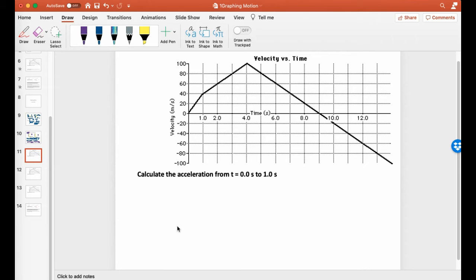Okay, here's a little exercise and some basic math for us. Pause this video in just a moment, and what I want you to do is calculate the acceleration from 0 seconds to 1 second. Show all of your work, and then we'll do it together and we'll see what you got. Pause the video now. All right, I'm going to assume that you unpaused the video.